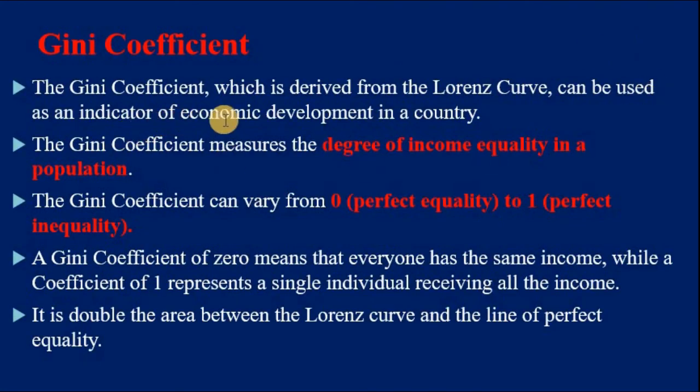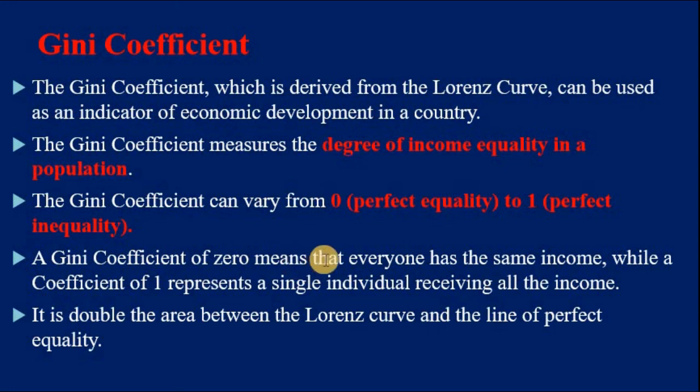It can be used as an indicator of economic development in a country. It simply measures the degree of income inequality in the population, how much inequality exists. If the Gini coefficient is 0, it is perfectly equal. If the answer is 1, it is perfect inequality. So 0 means everyone has the same income. That is a very simple concept.